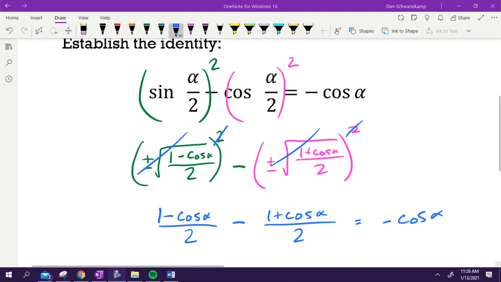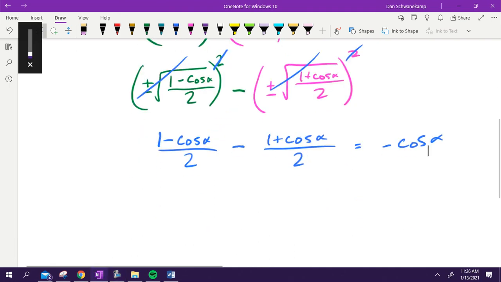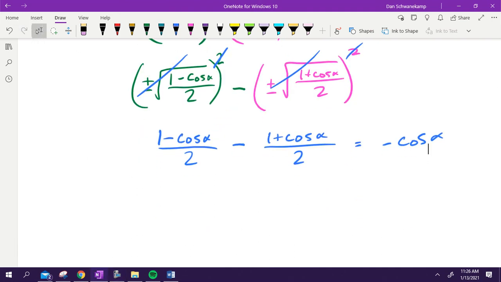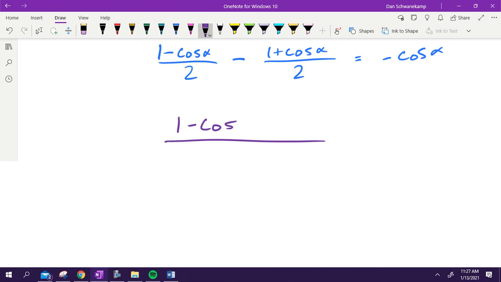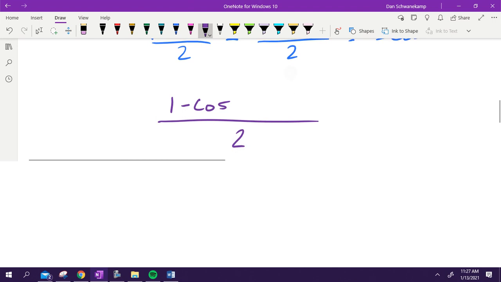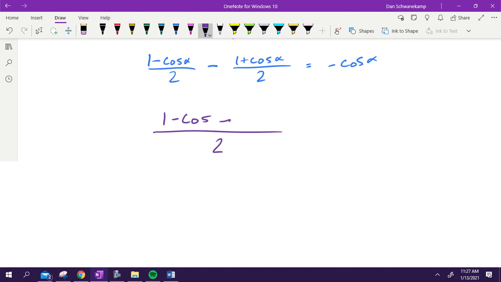Here we go. We are trying to establish this identity. What can I do over here on the left-hand side? Just subtract them. I've got a common denominator, so I can write it as one big denominator. So it's all over 2. And on top, I've got minus 1 plus cosine alpha equals negative cosine alpha.